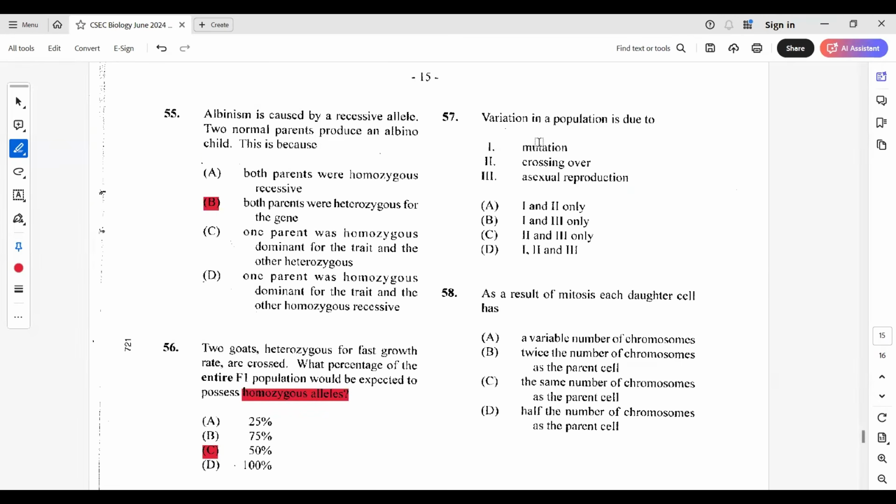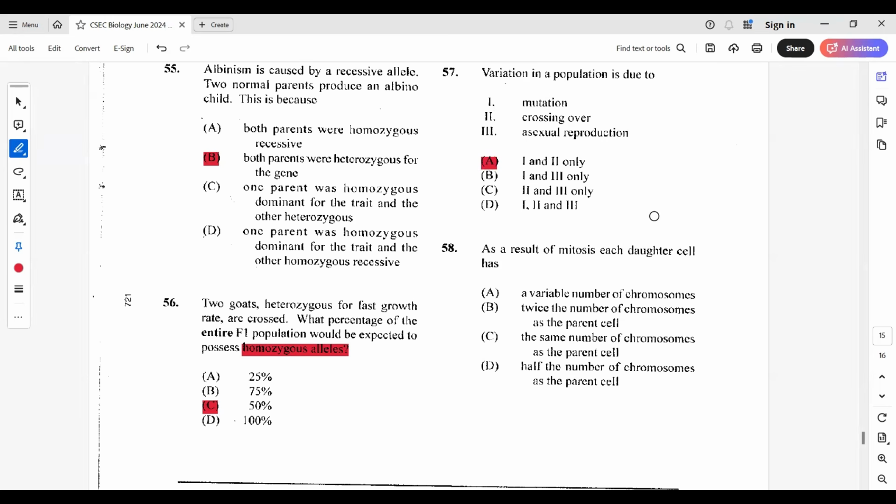57, variation in a population is due to mutation. Yes. Crossing over. Yes. Asexual reproduction. No. We're looking for 1 and 2 only. That is A for 57. 58, as a result of mitosis, each daughter cell has the same number of chromosomes as the parent cell. 58 is C.